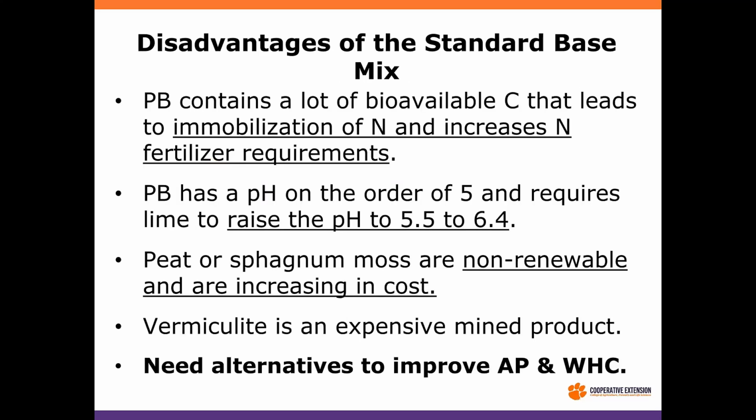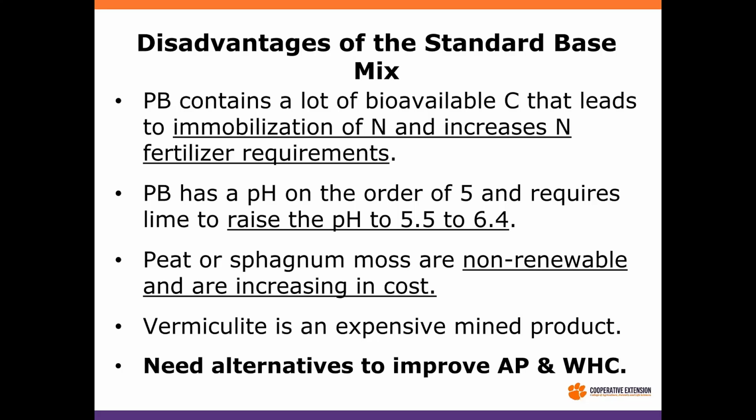So there's a couple of disadvantages of this mix. First of all, there's a lot of bioavailable carbon in that pine bark, and that creates an immobilization of nitrogen. It also is very acidic. Now, for some of our woody ornamentals, that's fine. We need acidic conditions. Others need more basic. But we're looking at a pH of 5. We need 5.5 to 6.4 in most of our mixes. But also, the things to modify the physical properties are non-renewable and quite expensive. And so we're basically looking for something as an alternative.